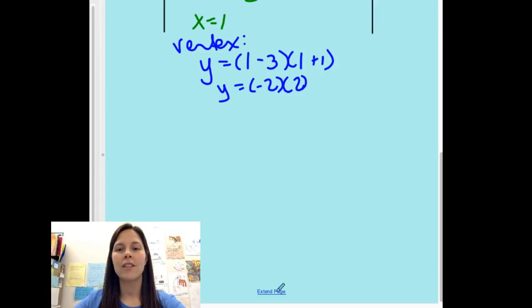If you are finding the vertex and you get two different numbers inside the parentheses, you probably found the wrong axis of symmetry, and you'll want to go back and check for your mistake. And then finally, we write the vertex as an ordered pair. We substituted 1 into our equation, and we solved and got -4 for the y value. So that would be the turning point of our graph.